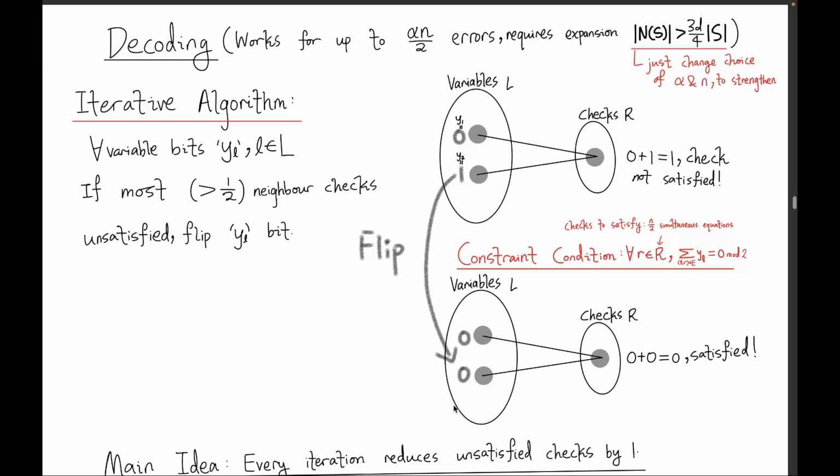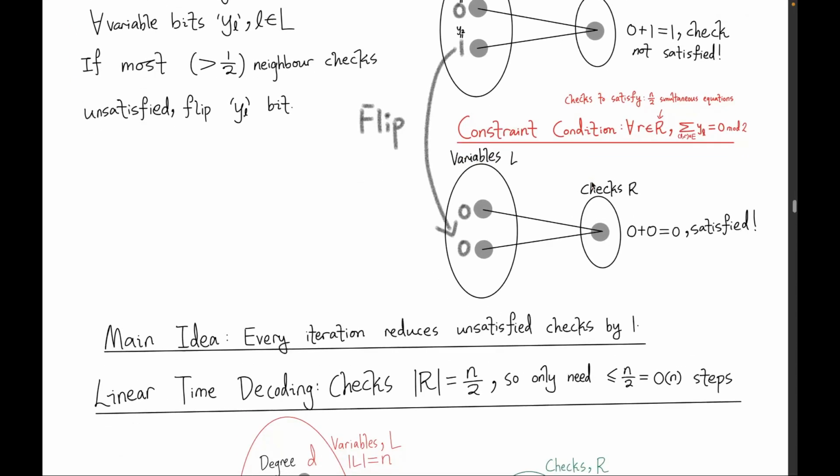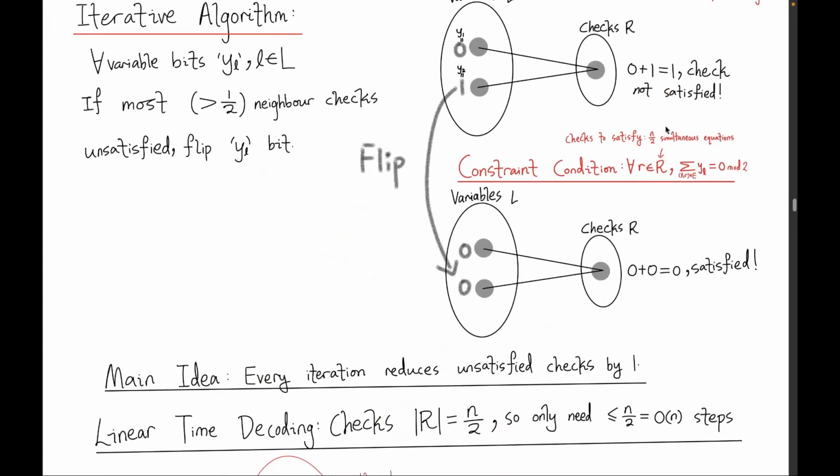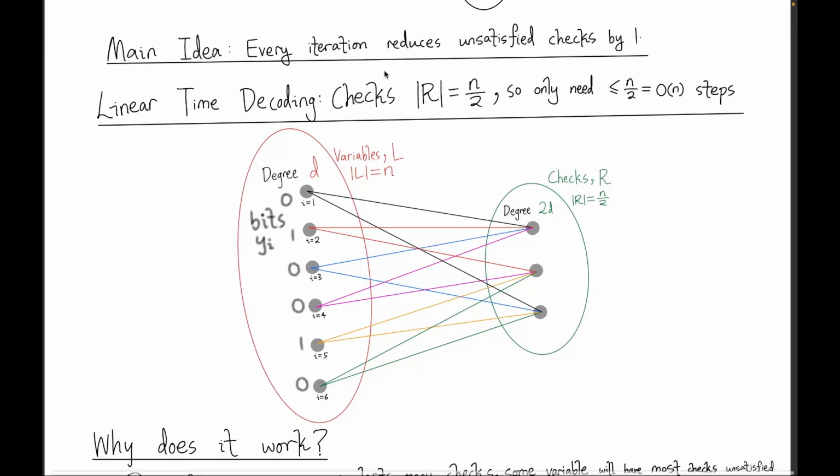So we're done. Now, of course, in an actual expander graph, we have many vertices, many variables and many checks. So we have to repeat these and check against many checks and many variables. But this is the main idea. And because of this, once we satisfy the checks, every iteration is able to reduce the number of unsatisfied checks by at least 1. And because of that, since we only have n over 2 many checks, so at most n over 2 unsatisfied checks, each time we flip it, we remove 1. So we only need up to n over 2 steps in order to complete our decoding, which is very nice.